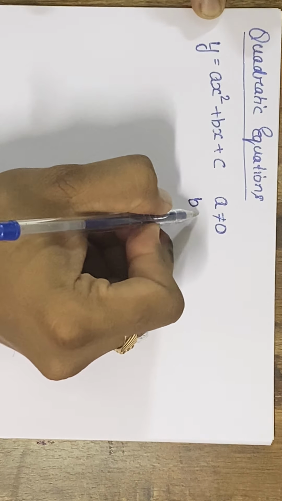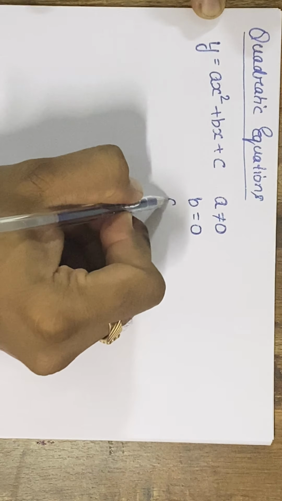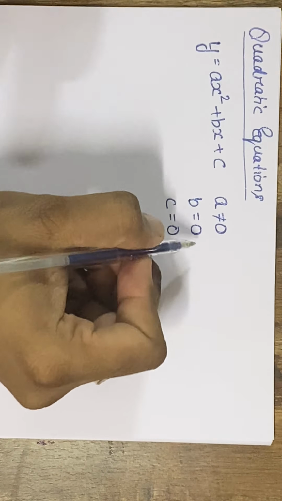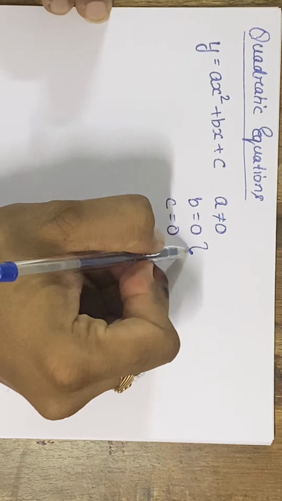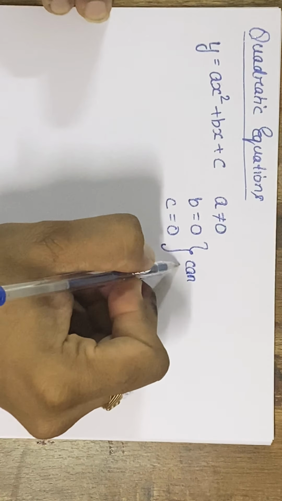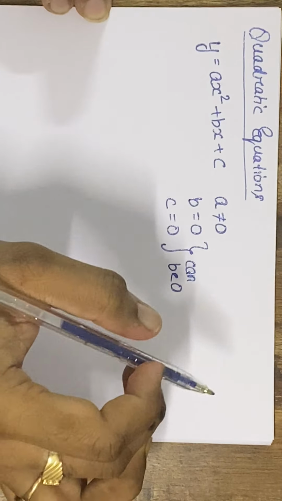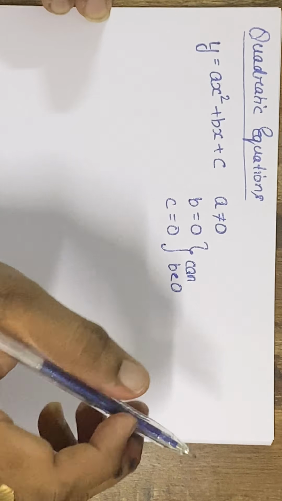Yes, b can be 0, c can be 0. I am now writing equals to 0, which means it can be 0. There will be no issue. It will still be a quadratic equation.